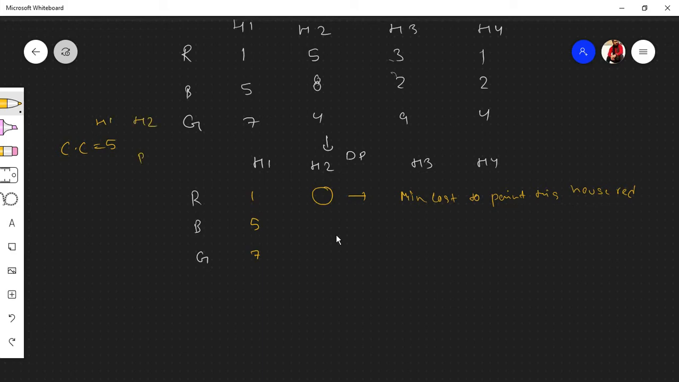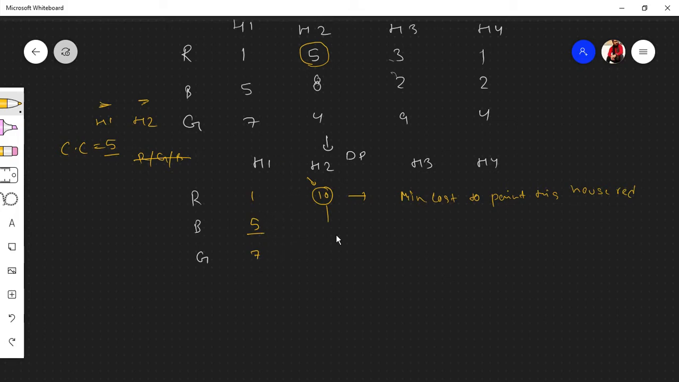House 2, we have R, G and B. We have three options. So for red, if we want to paint it red, what will be the minimum cost? At least you have to pay 5, because you have already painted this. If you want to paint it red, what is the cost to paint it red? The cost is 5. So previous cost 5 and this cost 5 will make it 10. What this value displays is the minimum cost you have to pay if you want to paint these two houses distinctly.